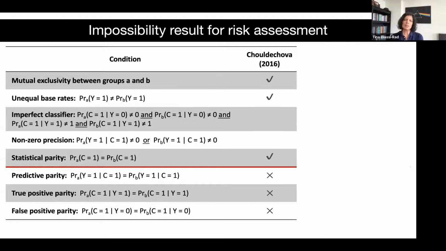And what she showed is that you can't have three measures of fairness that you would like: predictive parity, true positive parity, and false positive parity. And I'll describe what these mean in English in a bit. But you would like to have them. Ideally, you would like to be able to satisfy all of them.